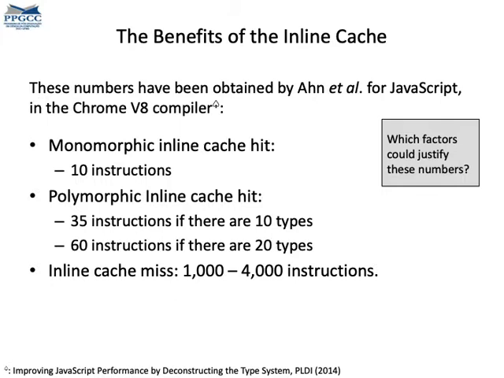But there are many studies about the effectiveness of inline caches. So a hit in a monomorphic inline cache finds the target of a call with about 10 instructions in JavaScript V8. That's a result from 2014, published in PLDI. If we have more types, say 10 possible targets inlined, then we need more instructions, like 35 or so. But if we miss, then we need more than 1,000 instructions to locate the right target.